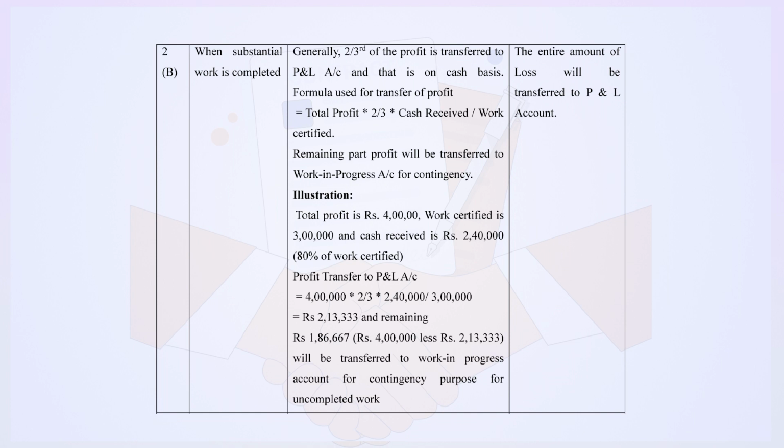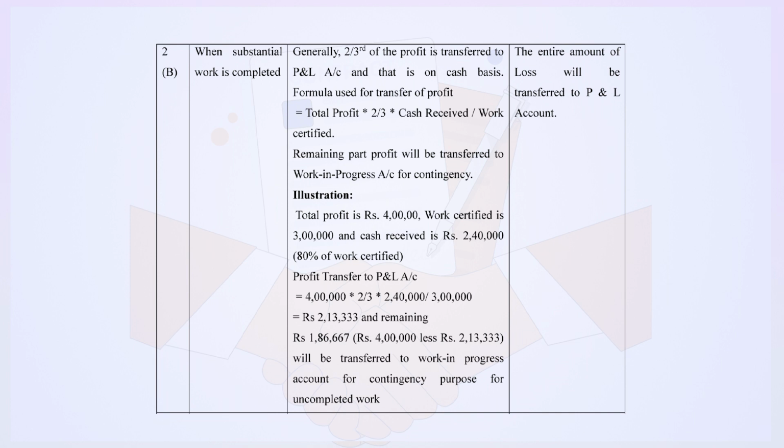Second situation, in case of incomplete contract, when the substantial work is completed. Here, if it is a case of profit, generally 2/3 of the profit is transferred to profit and loss account, and that is on cash basis. Formula used for transfer of profit is equal to total profit multiplied by 2/3 multiplied by cash received divided by work certified. Remaining part of profit will be transferred to work in progress account for contingency.